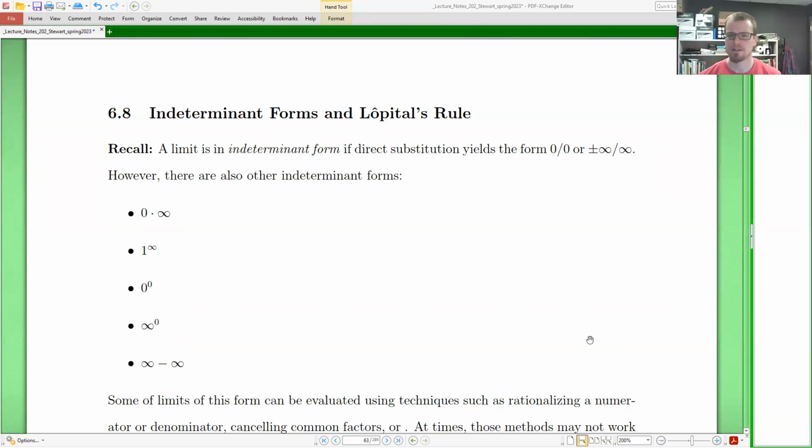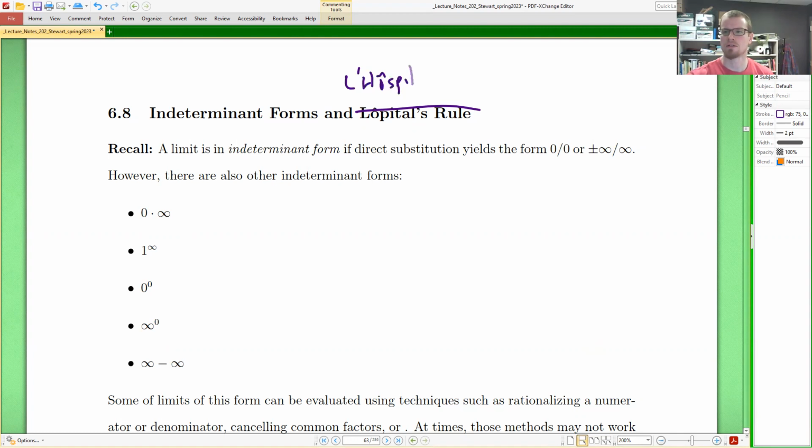Let's see here. You'll find some various representations of this. This is not quite written right. It should be L'Hopital's rule. I think there are different ways that it's spelled, some with or without the S, but it should be L'Hopital's rule, essentially. Anyway, let's see.